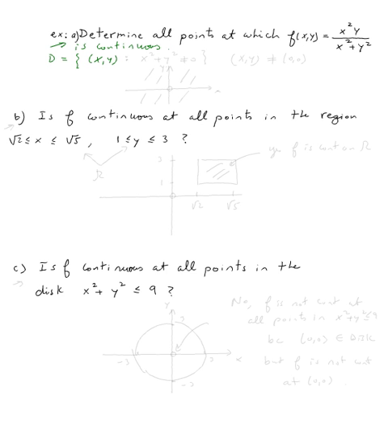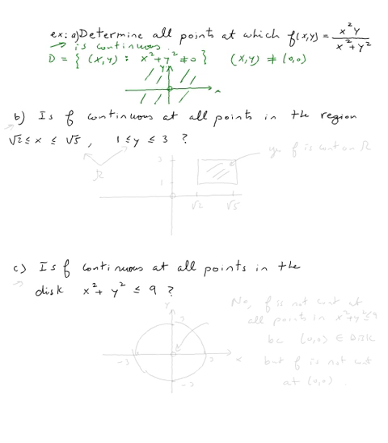The domain is the set of all x y such that f of x y is defined. A rational function is defined at all points where the denominator is not equal to 0. So what does it mean that x squared plus y squared is not equal to 0? It just means x y is not equal to 0, 0. So the domain will be all the points, the whole x y plane, and then excluding the point 0, 0. So it will be everything except that point.